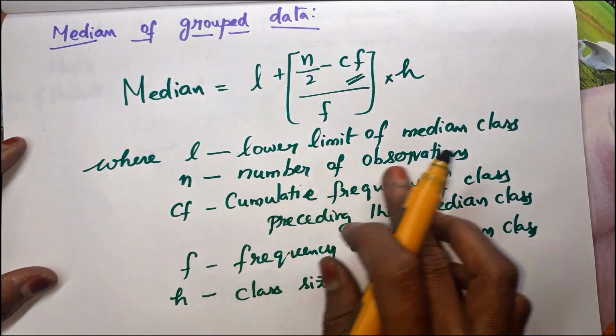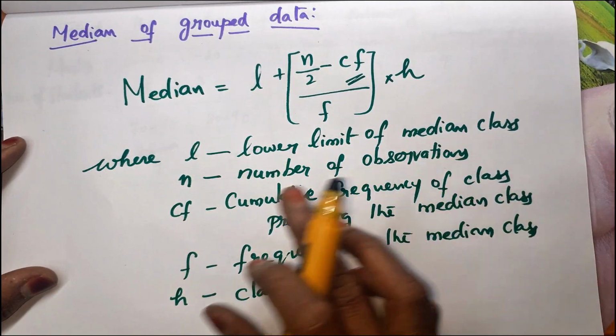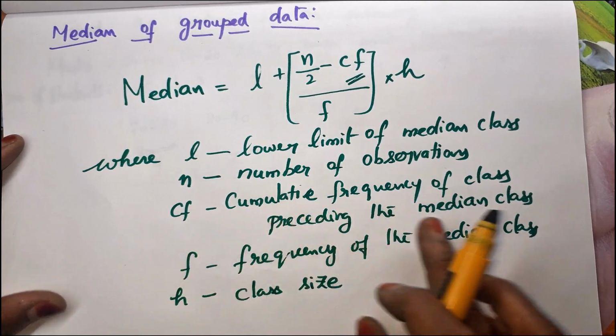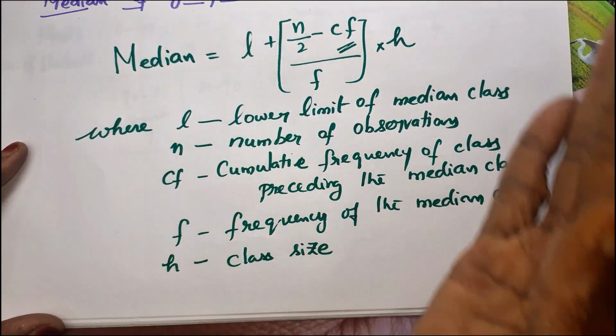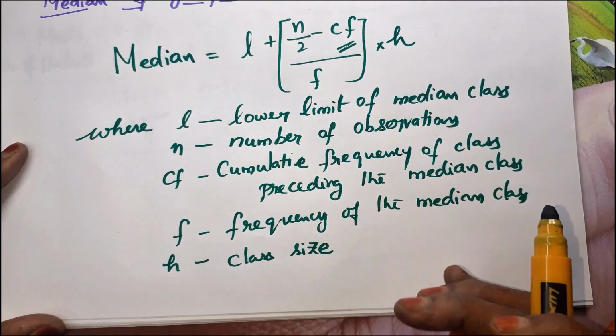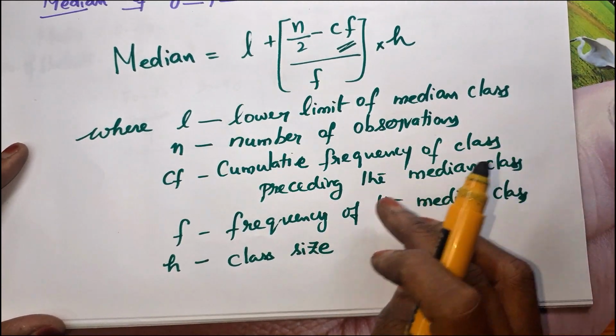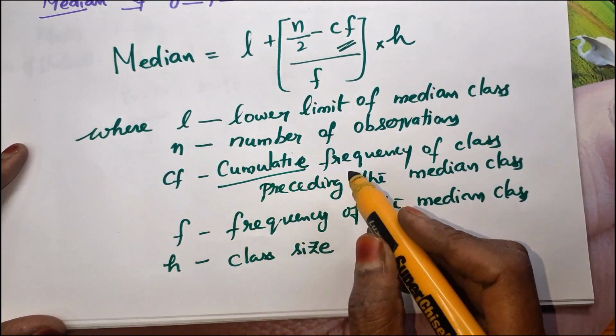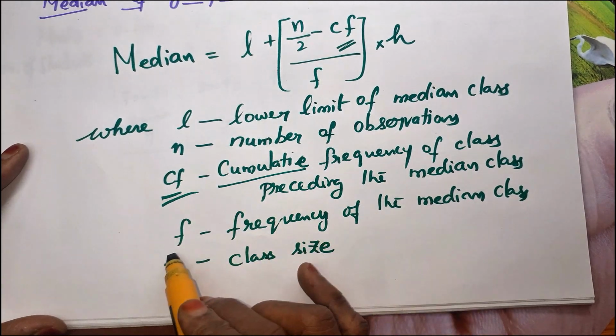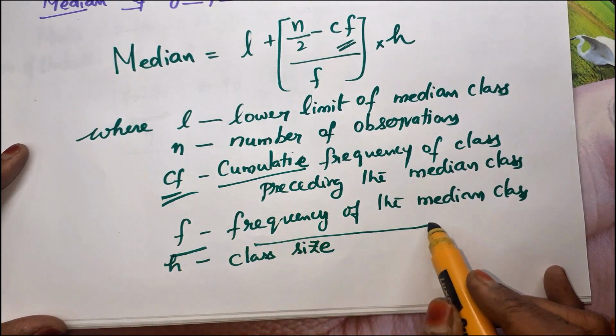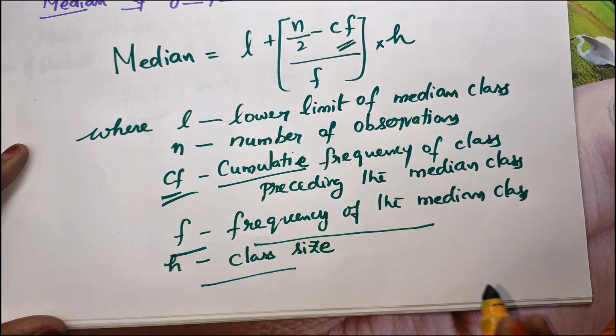n is the number of observations given, the data given. And CF is the cumulative frequency of the class preceding the median class, which is the one before the median class. The cumulative frequency we have in that class is CF. And F is the frequency of the median class and H is the class size.